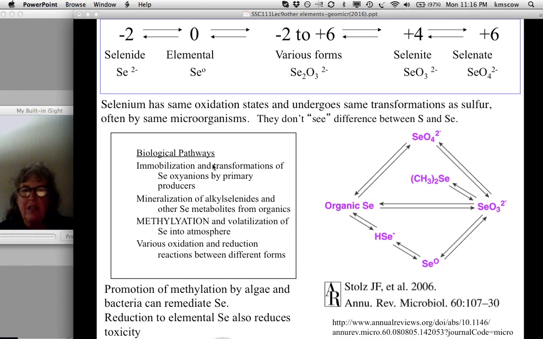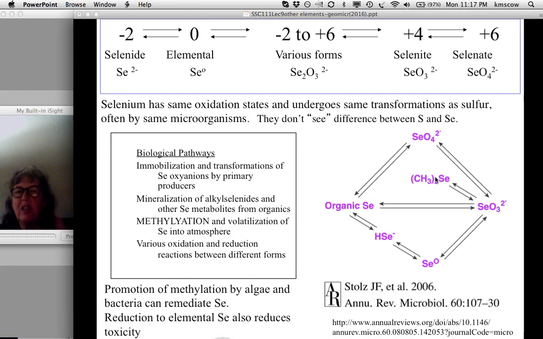And then there's a bunch of different kinds of microbial processes: mobilization and transformation of selenium oxyanions, mineralization of them, and then methylation, which is shown here with this form of selenium. It is the one that's susceptible to this methylation process that can be carried out by algae or bacteria. And when the selenium is methylated, it's volatile.